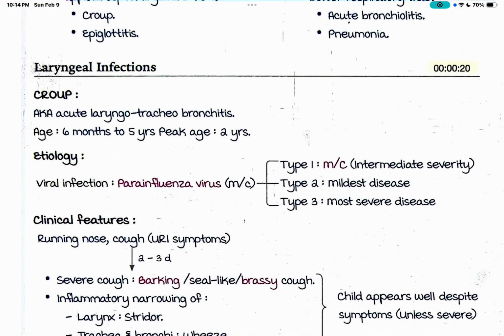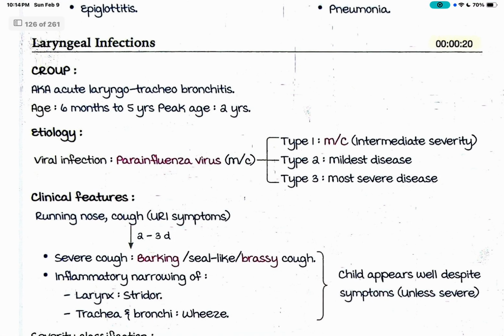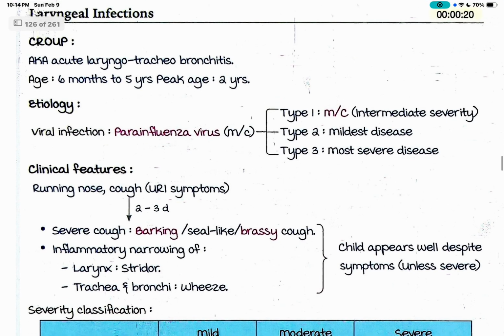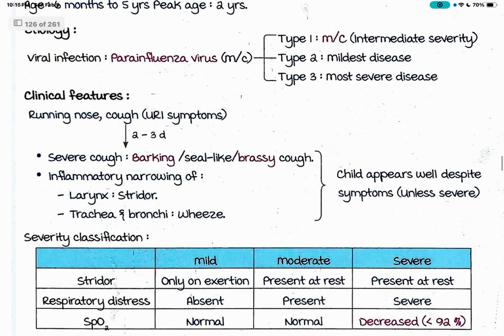Laryngeal infections. First coming to croup, also known as acute laryngotracheobronchitis. Age 6 months to 5 years. Peak age is 2 years. Etiology: it's due to a viral infection called parainfluenza virus, which is most common. There is type 1, type 2, type 3. Type 1 is most common and intermediate severity. Type 2 is the mildest of the disease, and type 3 is the most severe disease.